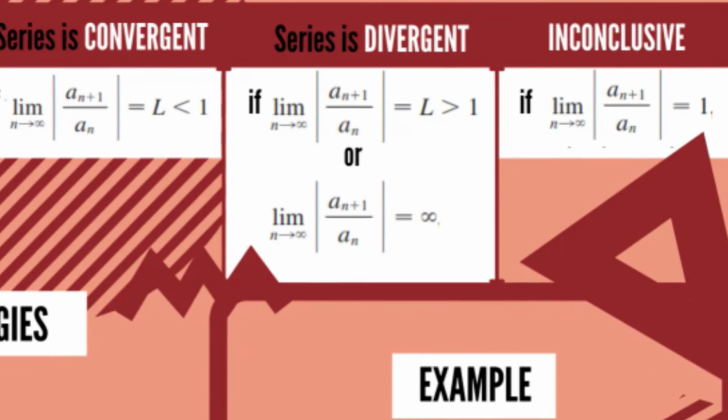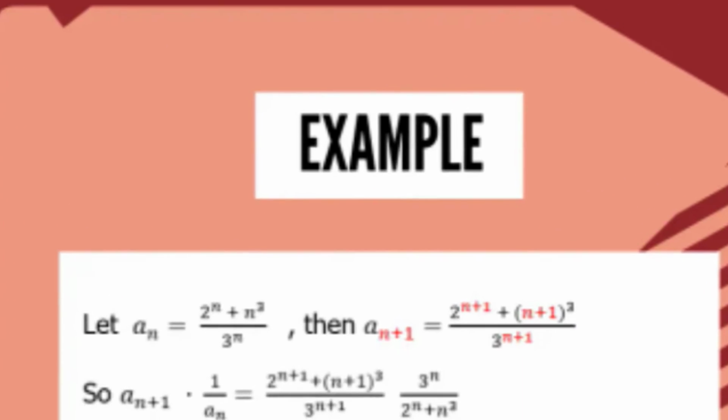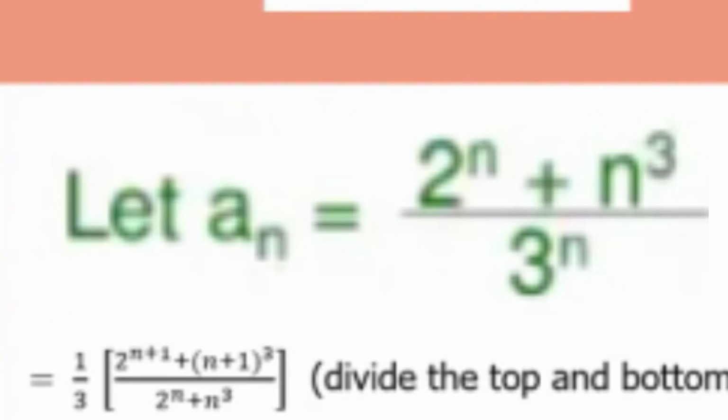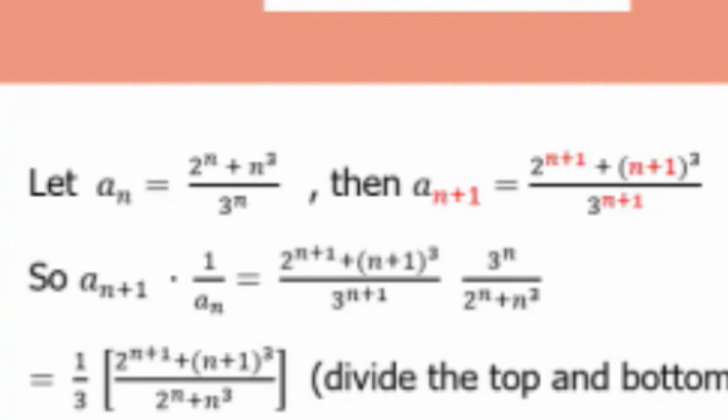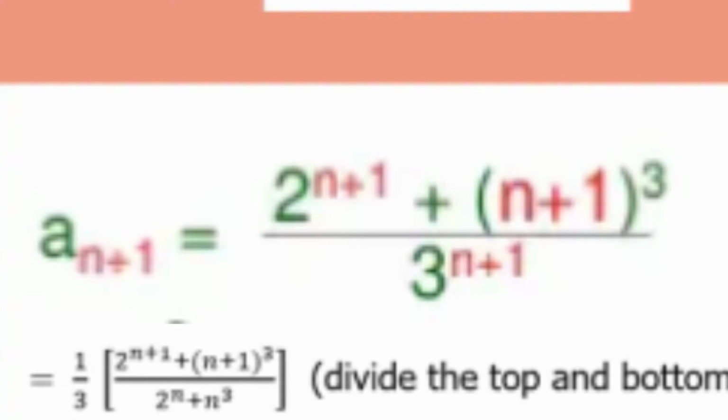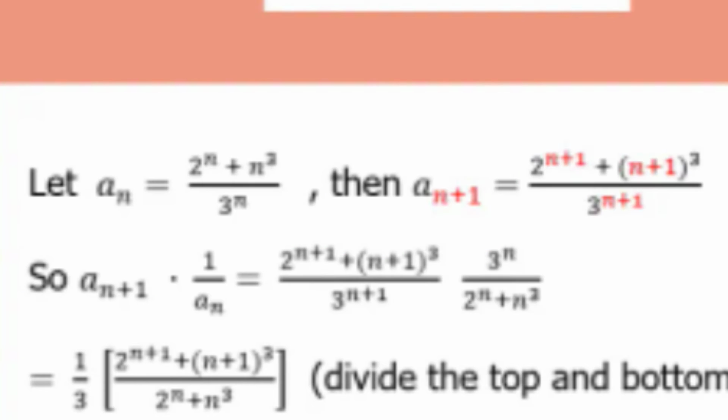May I present to you an example of an application of the ratio test. First, we let a sub n be equal to (2 raised to n plus n cubed) all over 3 raised to n. At this point, we substitute the value of n with n plus 1. Then, a sub n plus 1 is equal to (2 raised to n plus 1 plus (n plus 1) cubed) all over 3 raised to n plus 1.